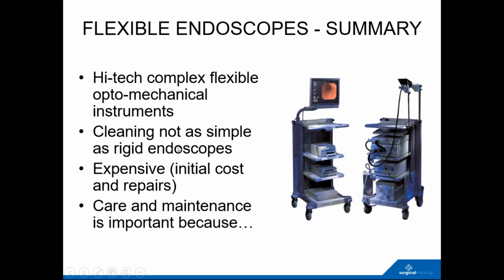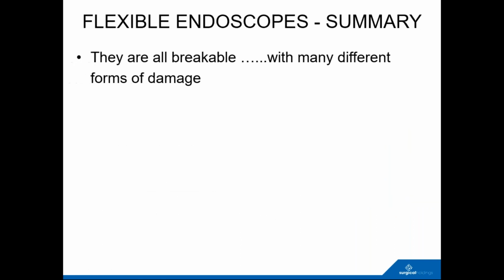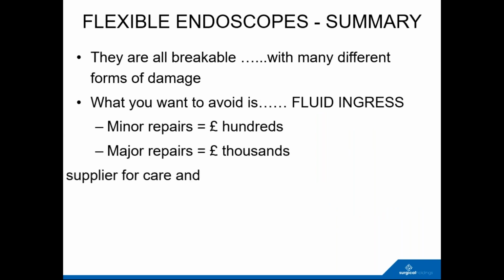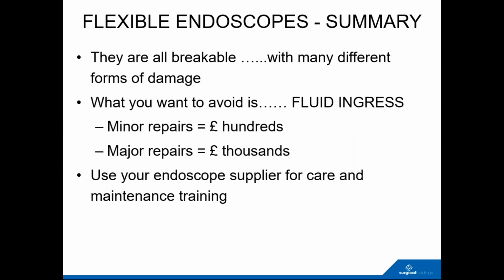The cleaning is not anywhere near as simple as rigid endoscopes, as we just discussed. These instruments can be expensive, and care and maintenance is therefore important. They're all breakable. What you really want to avoid is fluid ingress, and minor repairs can be hundreds of pounds. Major repairs can be extremely expensive and a high proportion of the instrument cost. So major repairs are the ones you want to avoid, and most of those are to do with fluid ingress, and that's what you avoid.